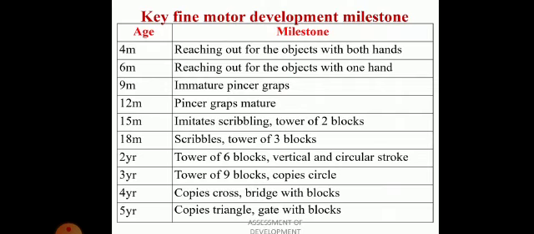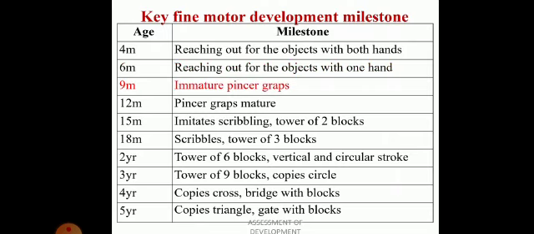So at the age of 4 months, the child will be reaching out for the objects with both the hands. Clear? Now at the age of 6 months, a similar activity will be done but with one hand. Okay, so from both hands the child comes to one hand. So that is good control the child has developed.